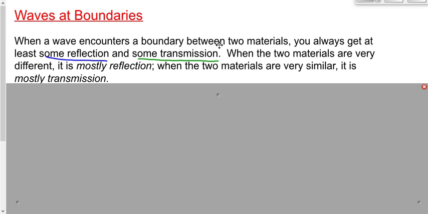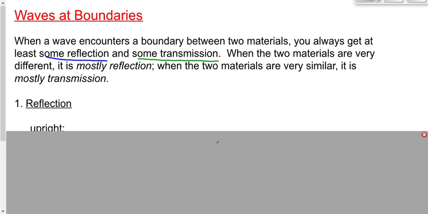In the two demonstrations that we did just a few minutes ago, the two materials in both cases were very, very different from one another. We had a wave going from slinky to person. Therefore, most of the wave was reflected. Only a little bit was transmitted to the person. In the second demonstration, the wave went from slinky to air, which again are very different. So most of the wave was reflected and only a little bit was transmitted.